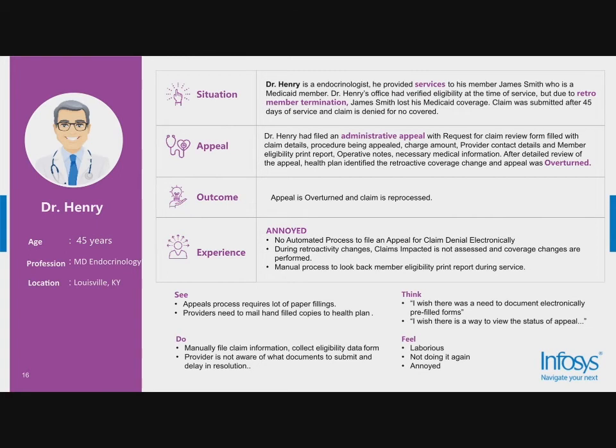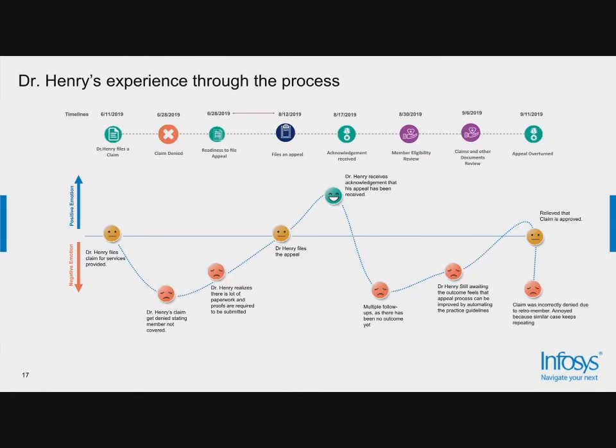Dr. Henry realizes there is a lot of paperwork and proof required to be submitted, like the provider contact details, member eligibility report at the time of service, proof as shown on eligibility verification or via IVR, and any communication made at the time the service was provided. That is approximately 2 to 3 months back from when the service was provided, and all of this recorded information is required to be submitted in case of an appeal.